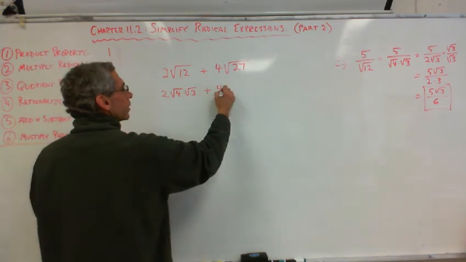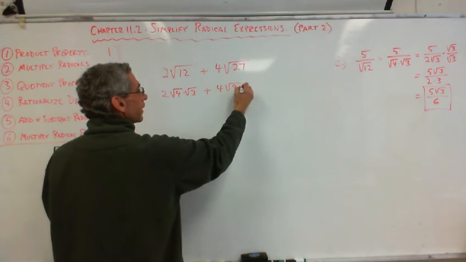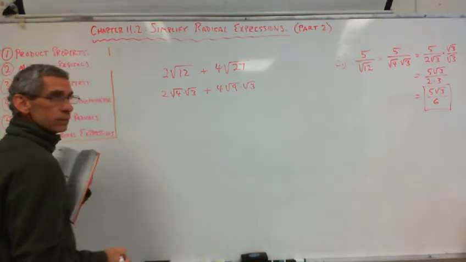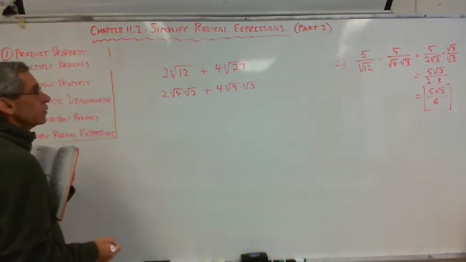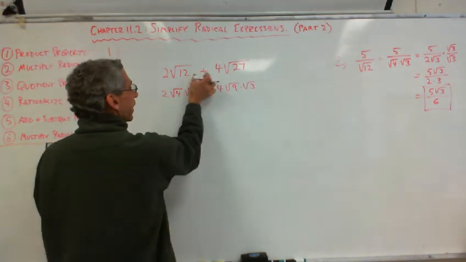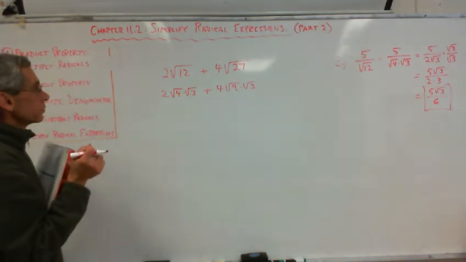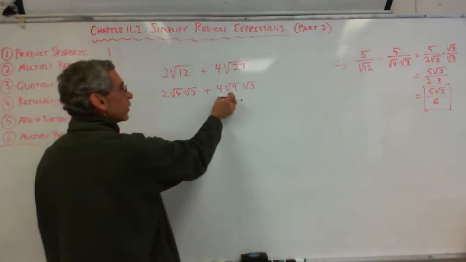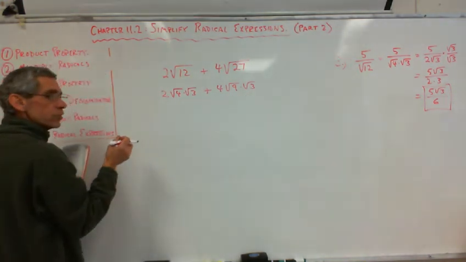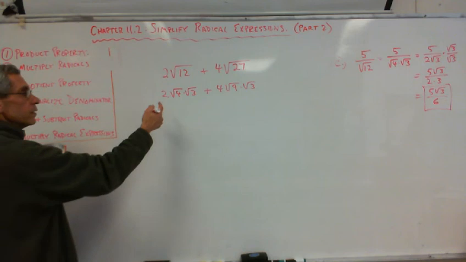Plus 4 times the square root of 9 times the square root of 3, right? Couldn't you put those under the same square root? No, you cannot add 12 and 27. I mean like 9 times the square root of 3, under the same one. You could keep it under the same radical if you want. That's fine. I'm just showing you exactly what I'm doing, right?